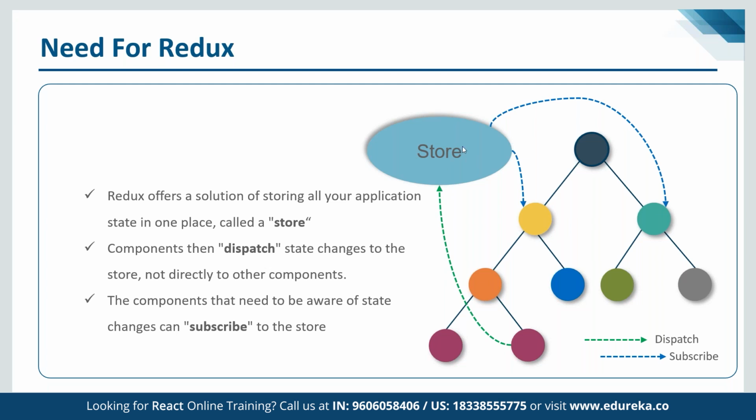A store is basically a place where we can store all our application state together. Components can dispatch state changes to the store and not directly to other components. The components that need updates about the state changes can then subscribe to the store. Therefore, with Redux, it becomes clear where a component gets its state from, as well as where it should send its state to. The component initiating the changes does not have to worry about the list of components needing a state change, and can simply dispatch the change to the store itself. This is how Redux makes the entire data flow much easier. Each and every component can simply subscribe and dispatch state changes, and that's how the entire state is maintained.